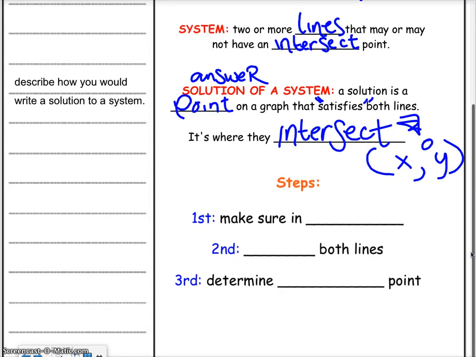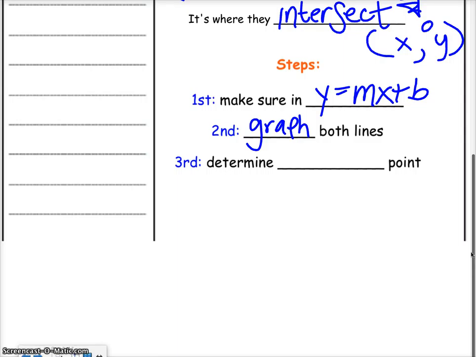Steps, make sure it looks like this. That's why we graph. Everything that you're going to do is going to look like that. I'm not going to make you change anything. Then you need to graph them. And then you're going to find out where they intersect. You're going to determine the intersect point. So your answer will look like that. It's a point. A solution is a point.